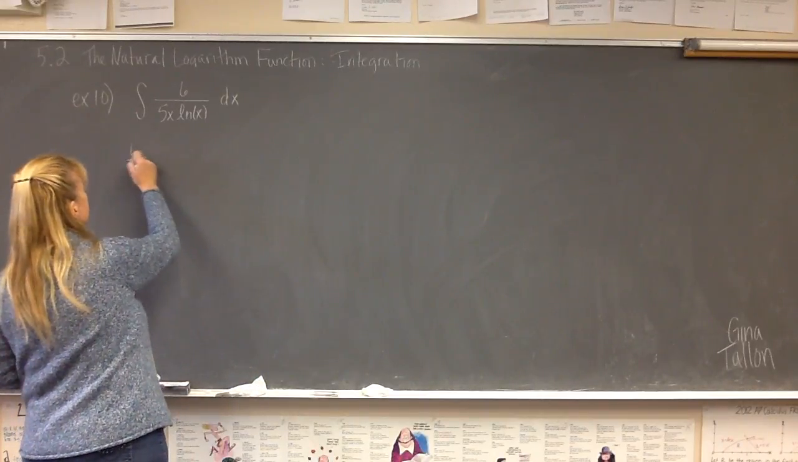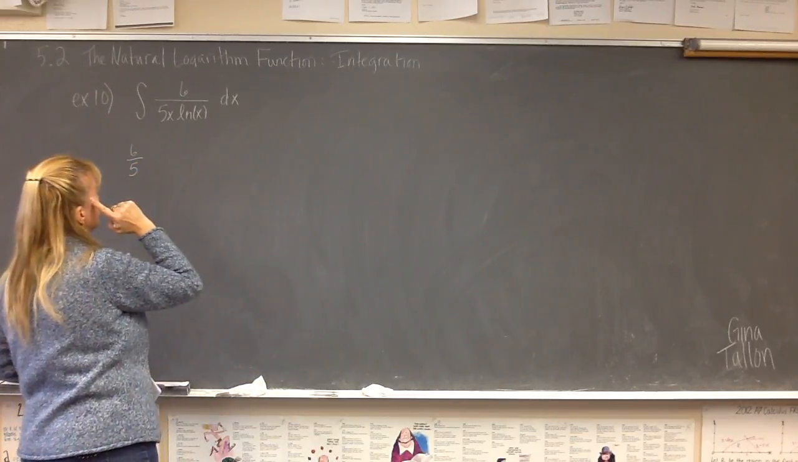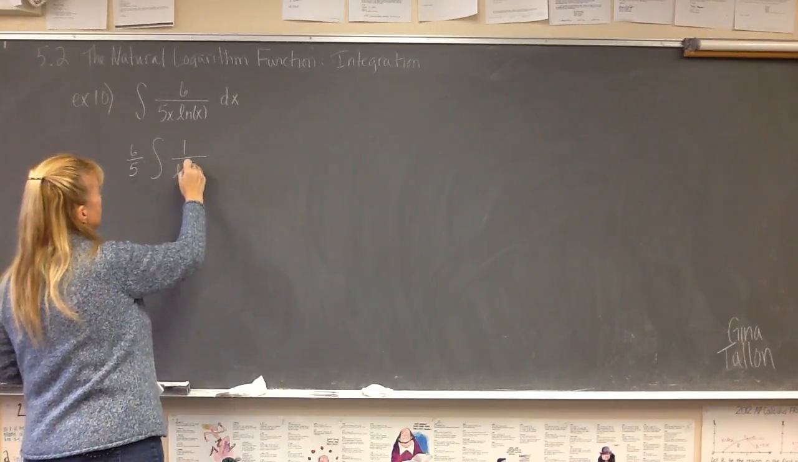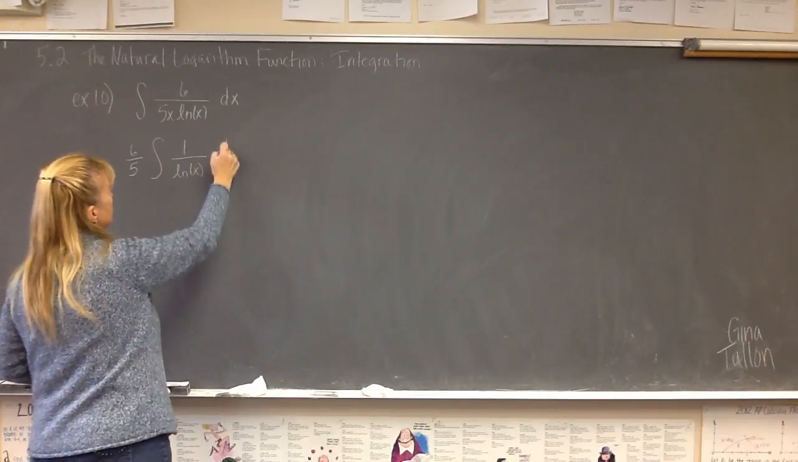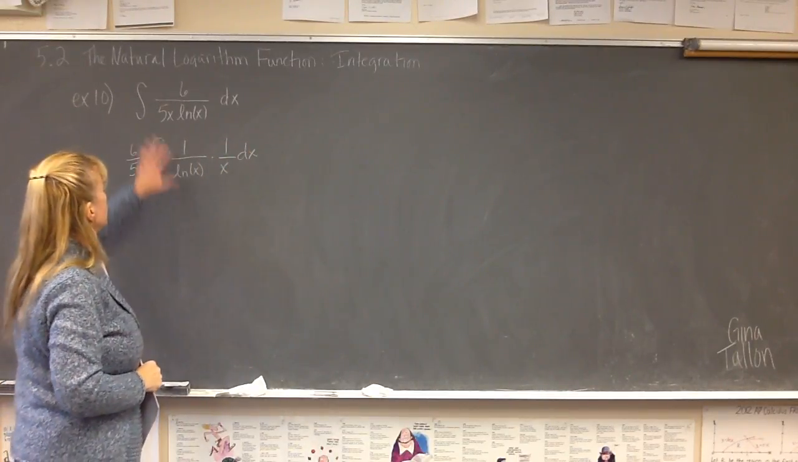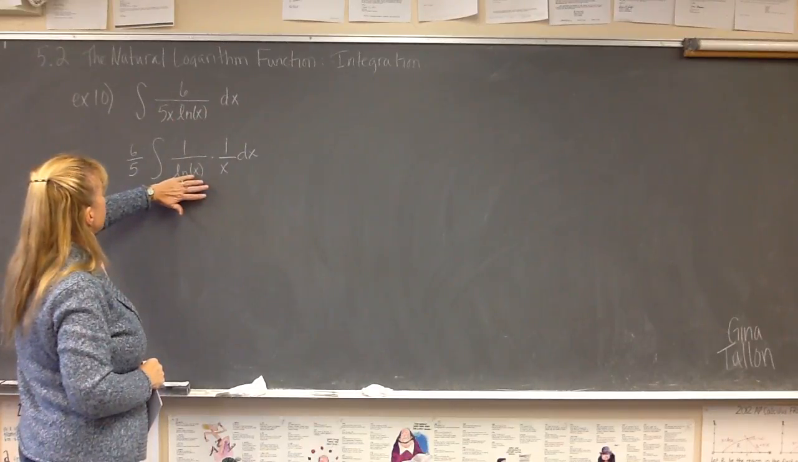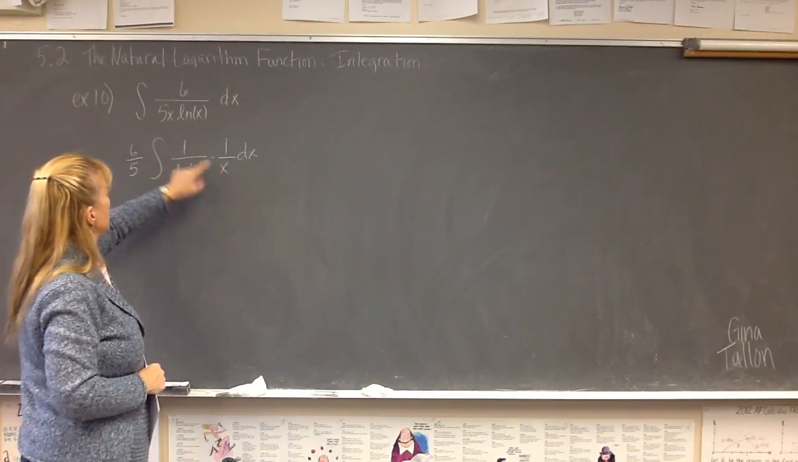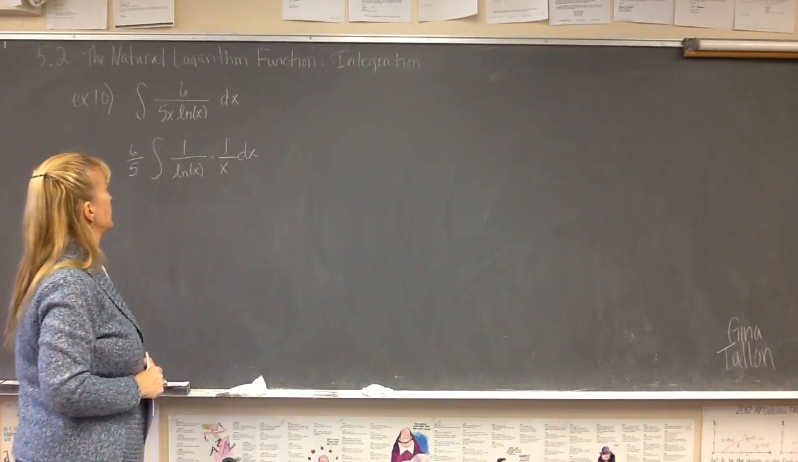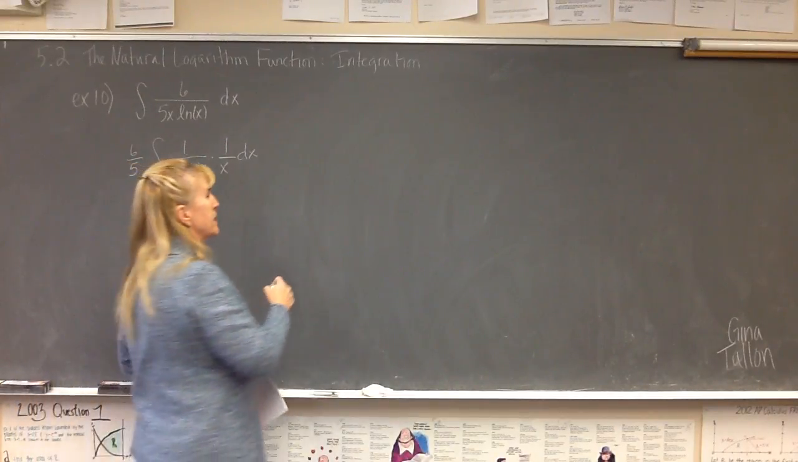So I'm going to take my 6/5 to the outside to get it out of there. I'm going to write the integral of 1 over natural log of x times 1 over x dx. Is that the same as everything that's up here? Because I want this 1 over x, maybe even to be sitting on the numerator, but over to the side works as well. All right, let me show you what I'm thinking in my head.